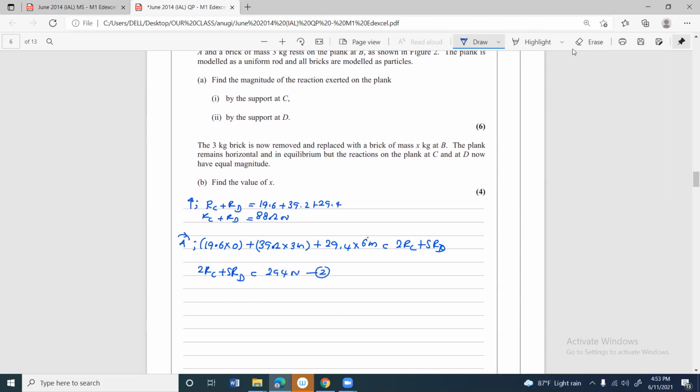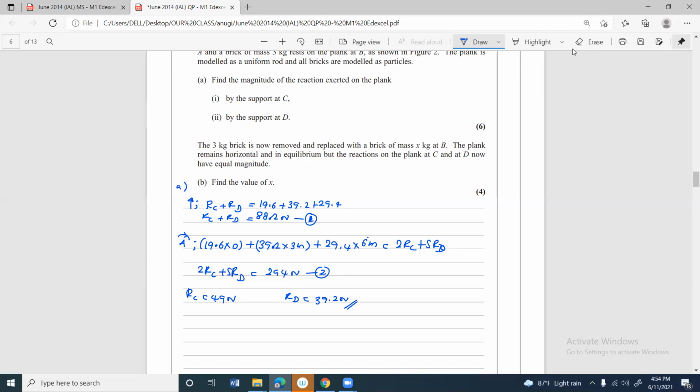By solving these two as simultaneous equations, you can obtain the answers for RC and RD. In this case, it's 1, 1, 88.2, and 2, 5, 294. Then RC turns out to be 49 newtons and RD turns out to be 39.2 newtons. That's a way of getting it. That's the first part of the question, part A, 1 and 2.